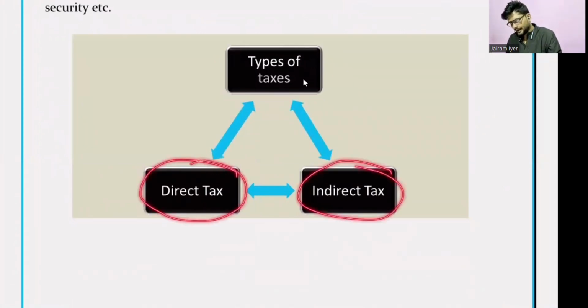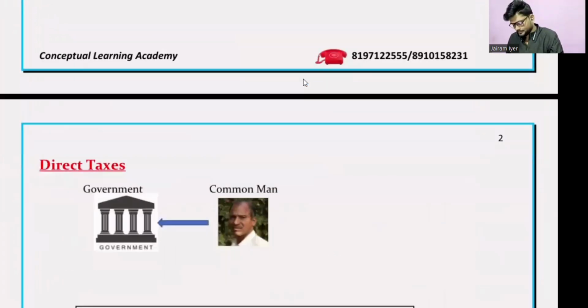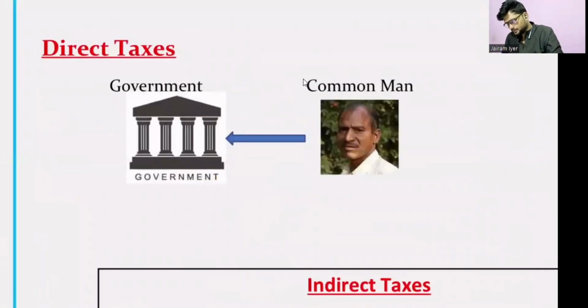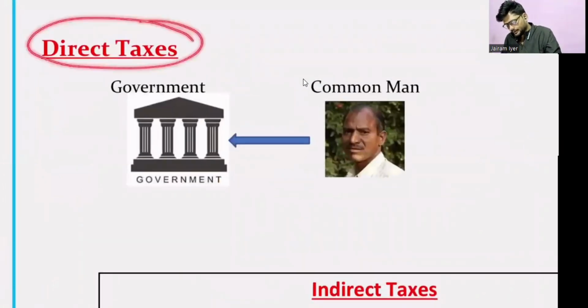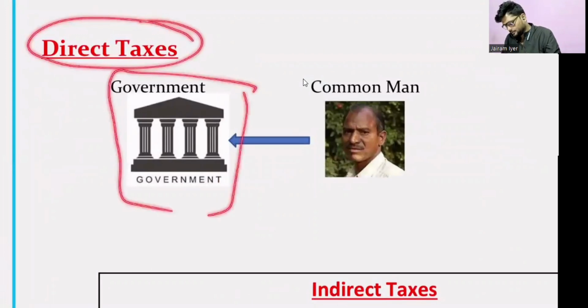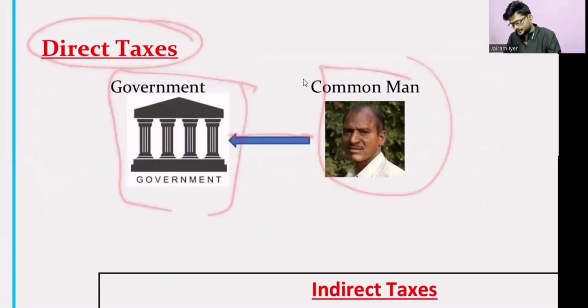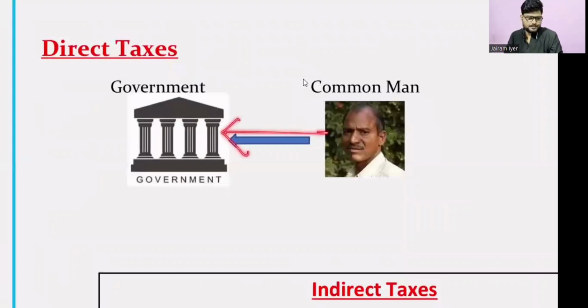Whenever we talk about types of taxes, we have discussed many times that there are direct tax and indirect tax. Now see, this image will clear the doubts. What is direct tax? Here is the government, and here is the common man. He is directly paying it to the government. Impact and incidence are on the same person. The burden is borne by this common man, so it pinches him. It is progressive in nature: the more he earns, the more he will pay to the government.